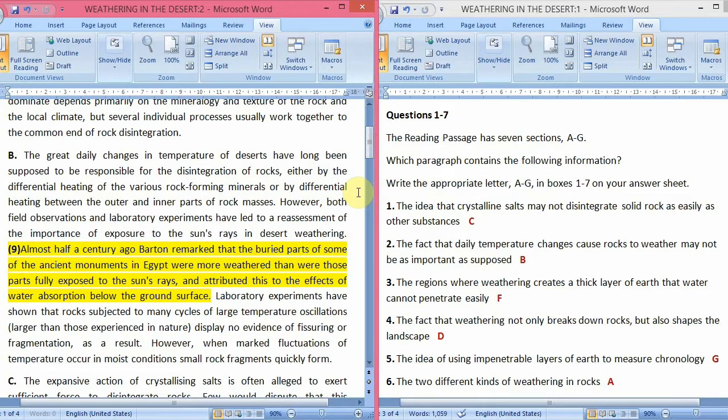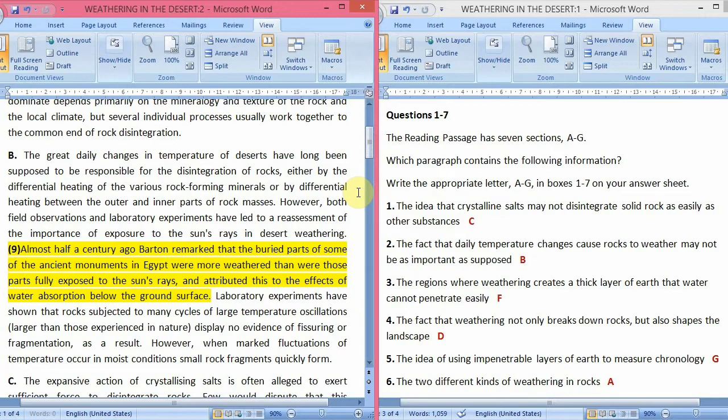The importance of exposure to the sun's rays in desert weathering. So they are saying that the temperature on a daily basis, whether the sun is harsh or not. So almost half a century ago, Barton remarked that the buried parts of some of the ancient monuments in Egypt were more weathered than were those parts fully exposed to the sun's rays.